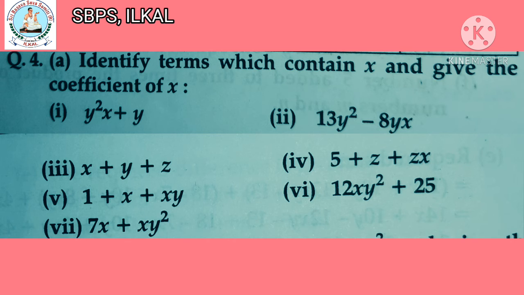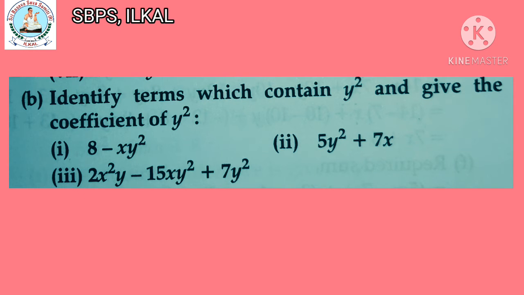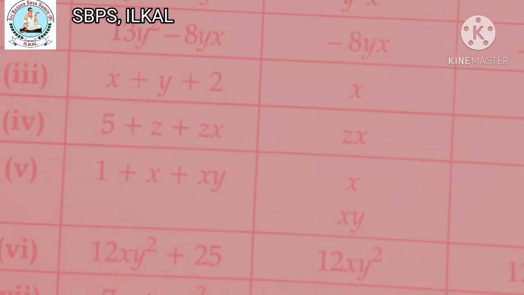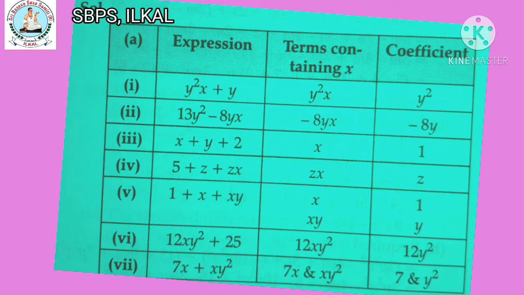Fourth question. A: Identify terms which contain x and give the coefficient of x. B: Identify terms which contain y square and give the coefficient of y square. Let us consider fourth A question. Write all the expressions first and then we will move towards terms containing x. By identifying the terms containing x, let us write and then we will write the coefficient of x.